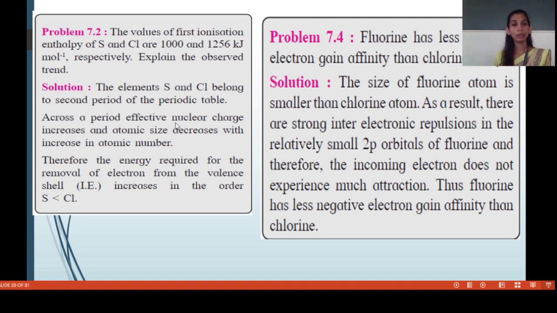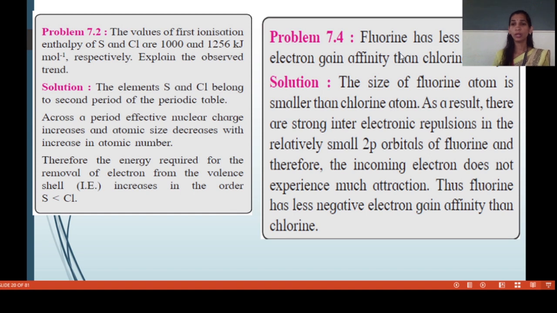Across the period, nuclear charge increases and atomic size decreases with increase in atomic number. Therefore, the energy required for the removal of an electron from the valence shell increases in the order. That means sulfur requires less energy for removing one electron from the valence shell, and chlorine requires higher energy for removal of one electron. Therefore, the ionization enthalpy values are in increasing order. Sulfur has 1000 and chlorine has more than that of sulfur.